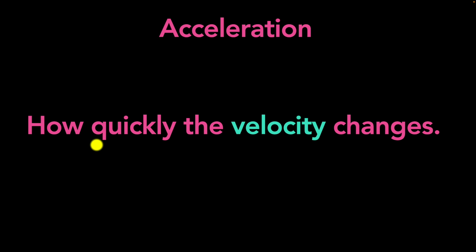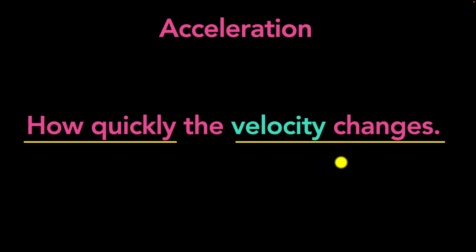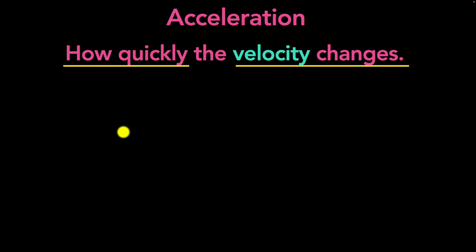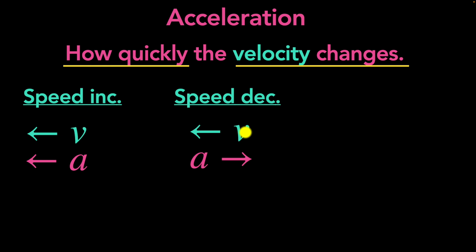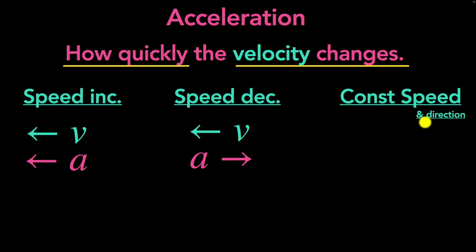Okay, so acceleration is a measure of how quickly the velocity changes. And if that velocity is changing due to increasing speed, for example, if an object is moving faster, then the acceleration and velocity will be in the same direction. On the other hand, if the velocity is changing due to a decreasing speed, if the object is moving slower, then the acceleration will be in the opposite direction of the velocity. And finally, if both the speed and the direction are constant, then the velocity doesn't change at all. In that case, there is no acceleration. So in that case, the acceleration would be zero.